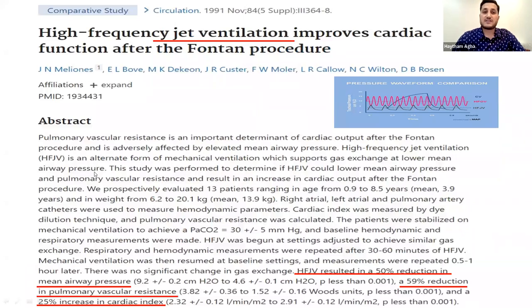Now let's go to the studies. This was a study using high frequency jet ventilation, not high frequency oscillatory ventilation. They found that patients on high frequency jet ventilation had a 50% reduction in the required mean airway pressure for the standing lung, a 59% reduction in pulmonary vascular resistance, and a 25% increase in the cardiac index.